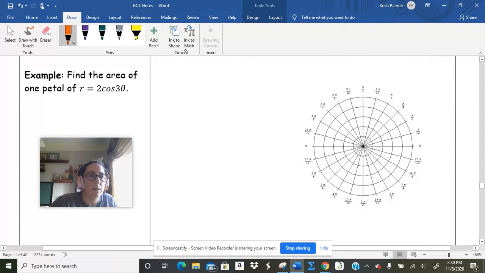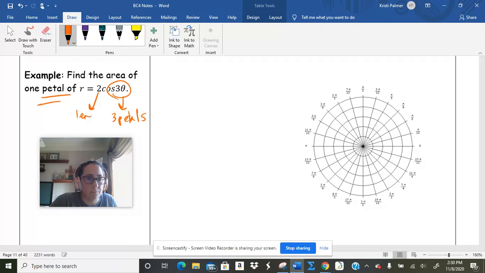Okay, again, one petal. I know I'm going to have, in this case, 3 petals with a length of 2. So let's go find them.